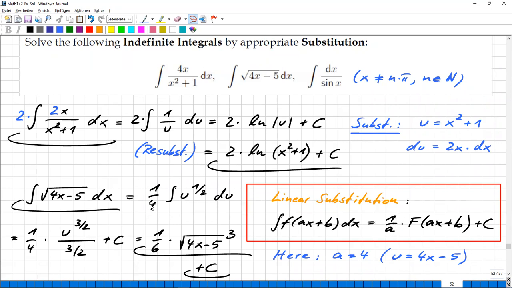And then I can also say, if you wish, 4x minus 5 is replaced by u. So I write u. The square root is replaced by the exponent 1/2. As you all know, this is the power notation for a square root. Then I just construct my primitive by increasing the exponent by 1. So I get u to the power 3/2, and then I divide by the new power number 3/2.